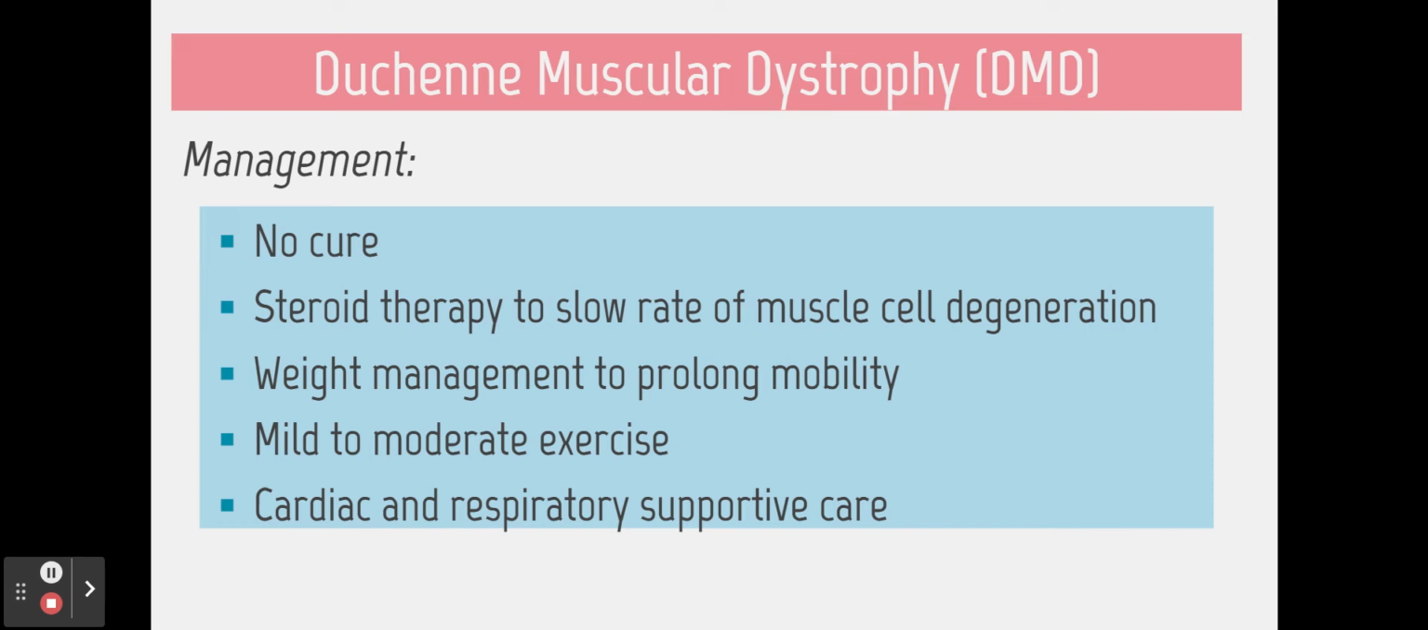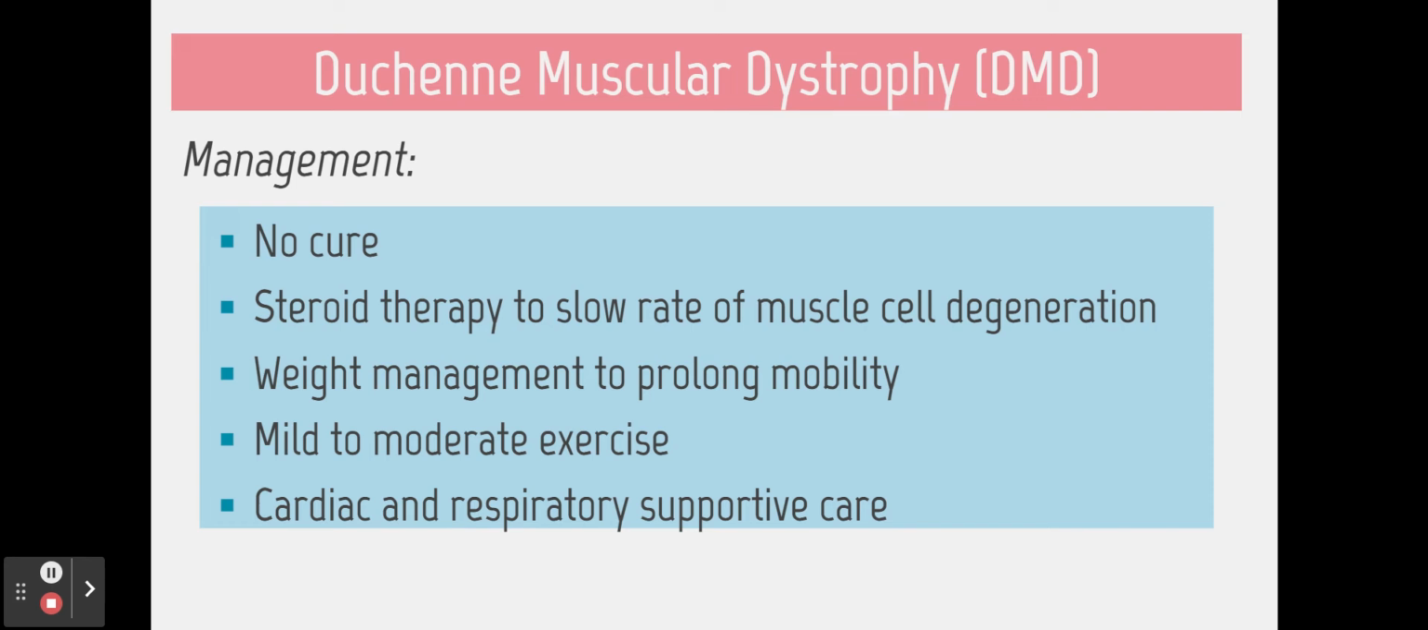The child can be offered steroid therapy to reduce inflammation of the muscle cells, and it'll slow down that rate of degeneration. We can do things to put less stress on the muscles, weight management, using diet and mild to moderate exercise. You definitely do not want to encourage any intense activity that could accelerate the loss of functional muscle cells.